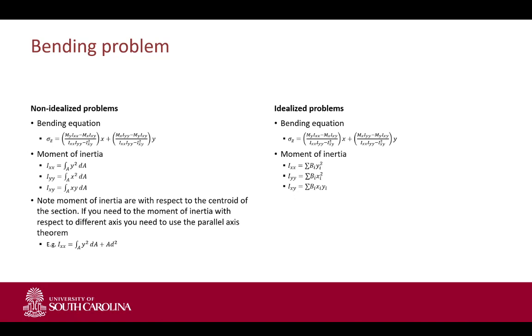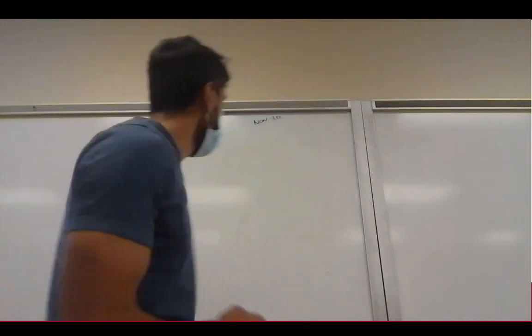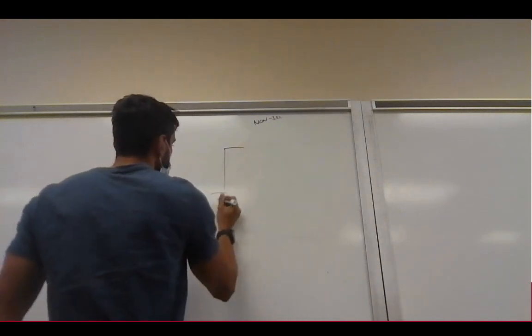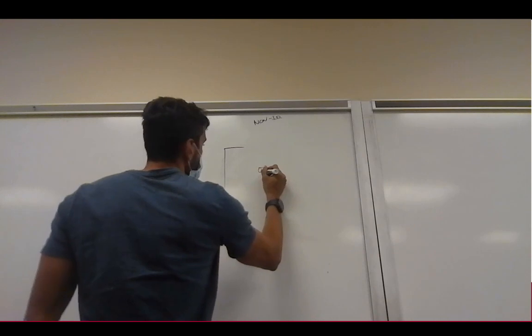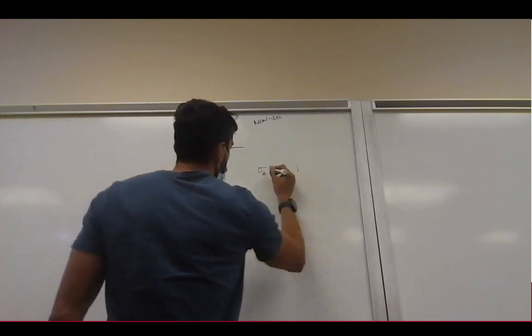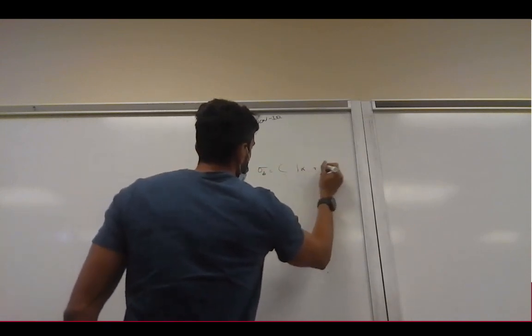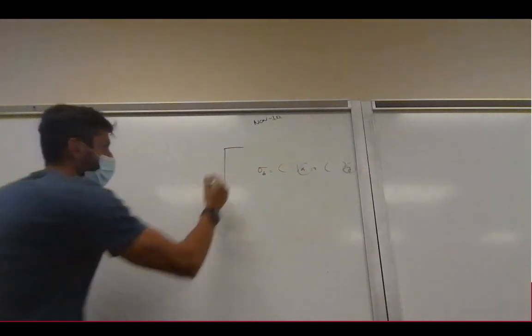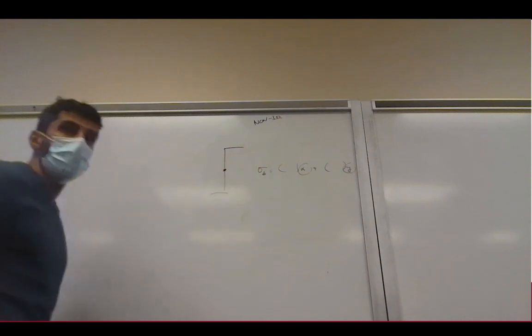And that's valid for both the idealized and non-idealized section. And then, of course, the x and y location that we see in the sigma z equation. So again, just go quickly to the board. So we have sigma z, and its value is a function of x plus a function of y. These two values, x and y, are with respect to the centroidal axis.